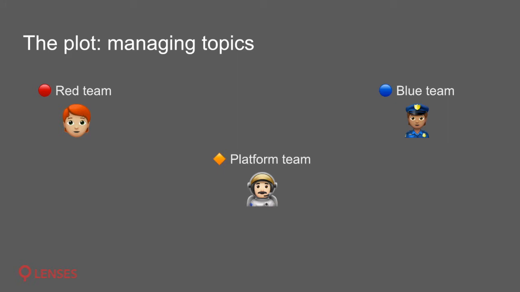So in this scenario, we have two feature teams, red and blue, and one platform team. Ideally, we would like to be in a situation where both teams, red and blue, have the capacity to manage their own topics under certain constraints, while at the same time offering a control process so that the platform team remains calm and in control of the health of the Kafka infrastructure. So let's jump into the demo.